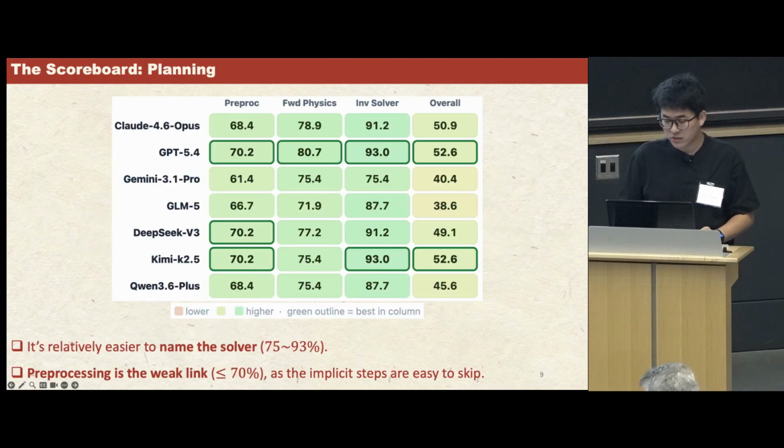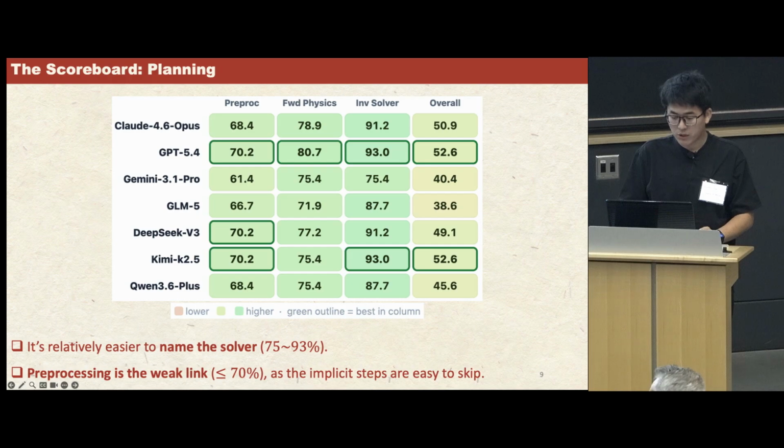Okay, so let's take a look at the scoreboard. Planning goes first. So does it know what to do? And the good news is that naming the solver is relatively easy. Like 75 to 93% across the board, models know that this is a phase retrieval problem, something like that, or that you should reach for TV regularization solvers.